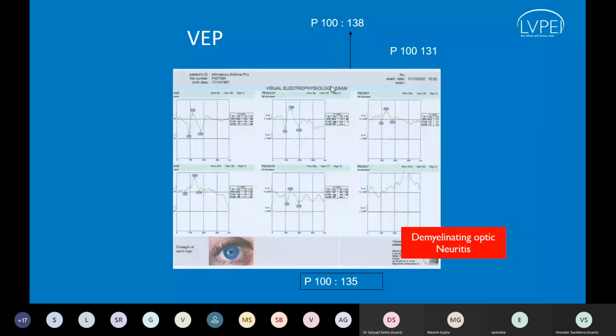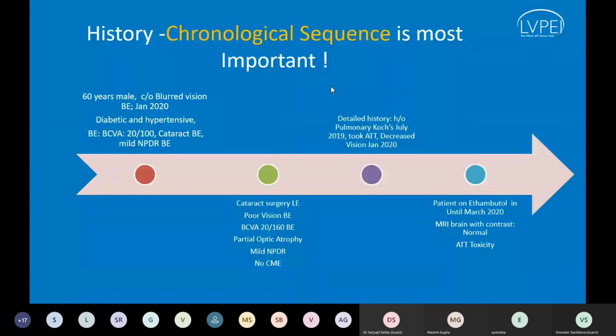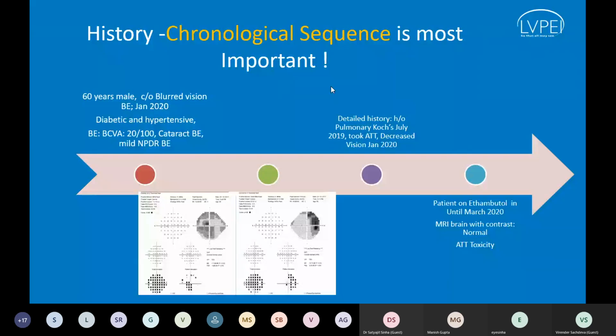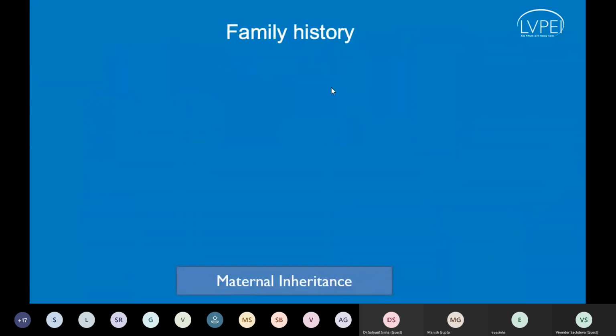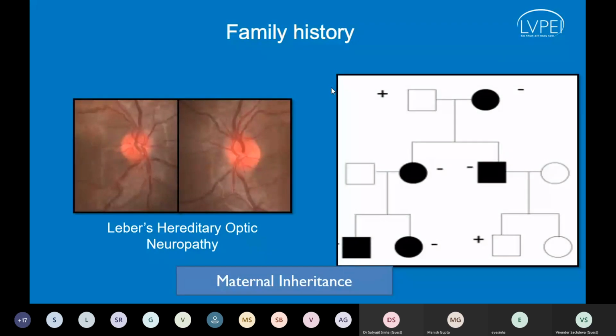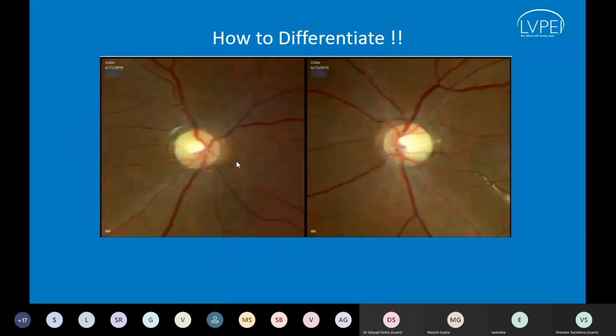So this patient is most likely having a demyelinating optic neuritis. As I said before, the chronological sequence of events is most important. In a similar setting, if we had a patient presenting with this history, we would think of toxic optic neuropathy. Sometimes family history is very important. And if we are looking at a patient who had a sequential vision loss, with initially a mild disc edema, and the patient later presents to us with subnormal vision and pallor like this, we could be dealing with a Leber's hereditary optic neuropathy.